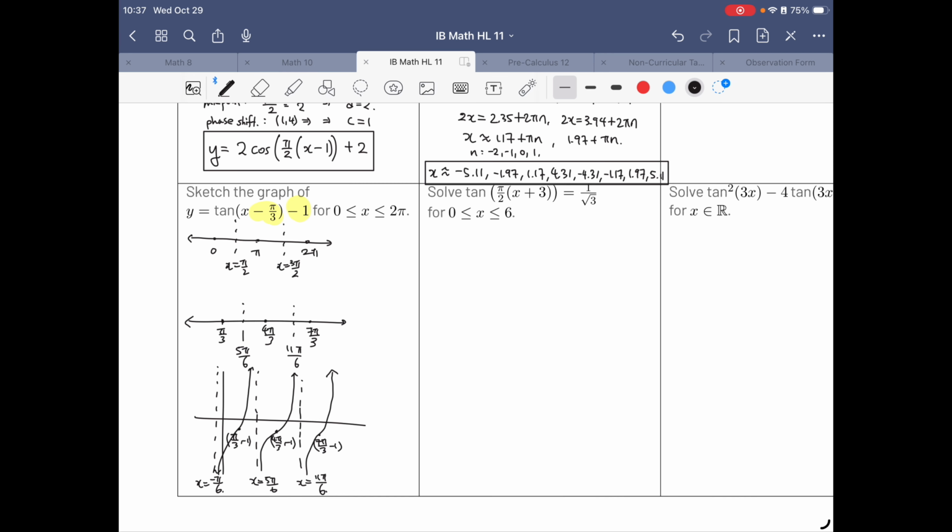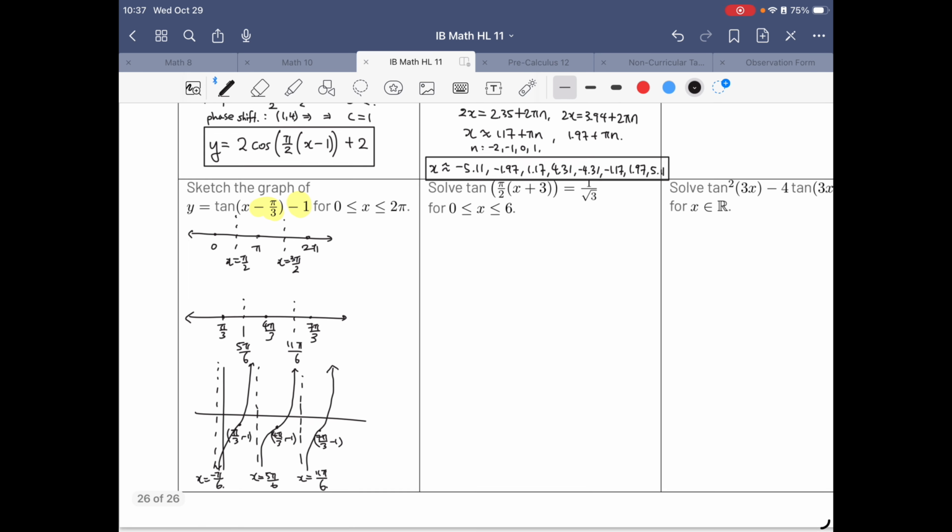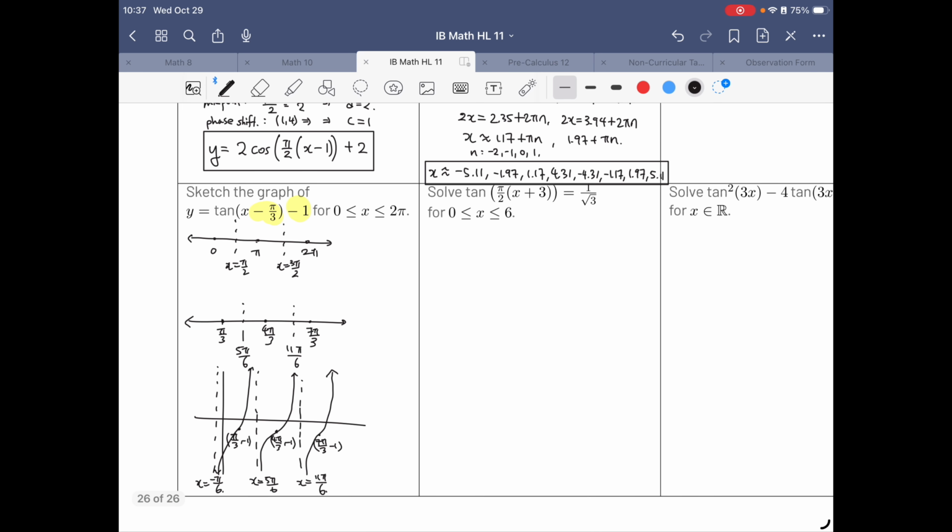Now, I have the vertical asymptotes, but now I lost my x-intercepts and the y-intercepts. So first I'm going to find the y-intercept. So let's do some dirty work on the side. My y-intercept is going to be y is equal to tangent of 0 minus pi over 3, minus 1. That's going to be tangent of negative pi over 3 minus 1.